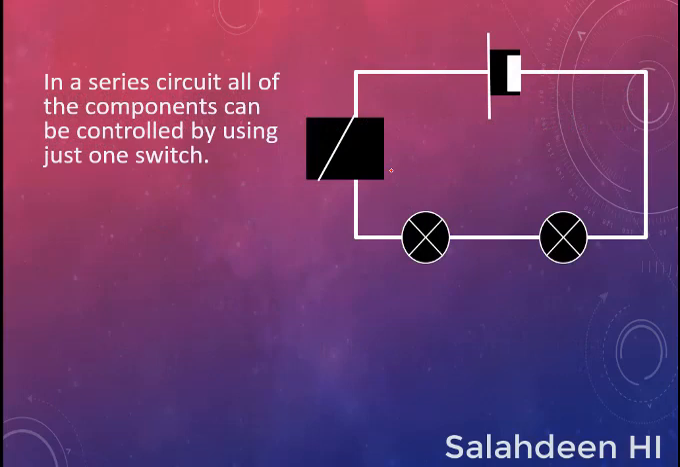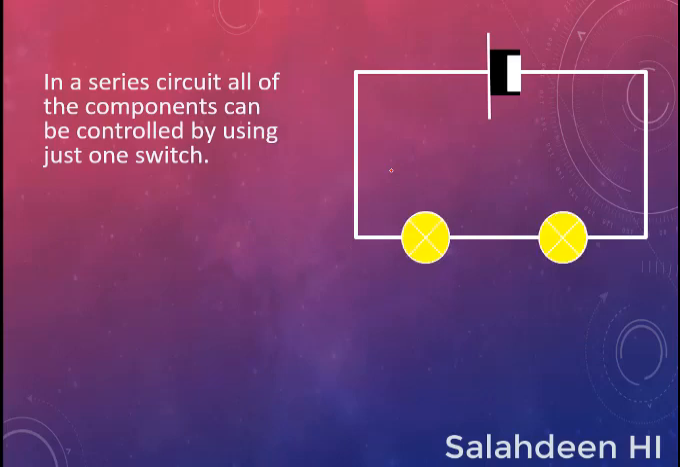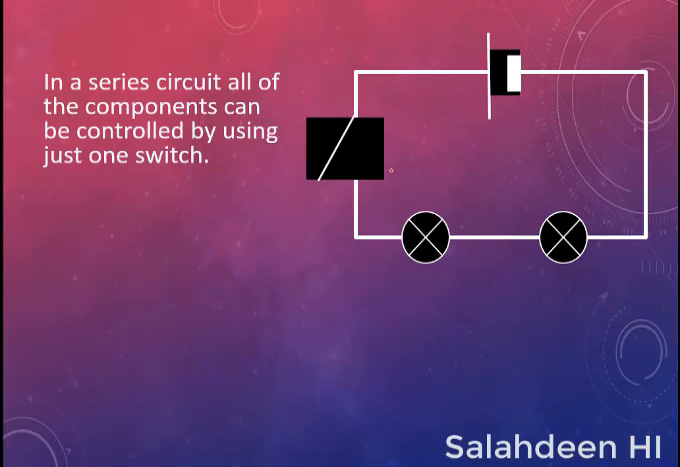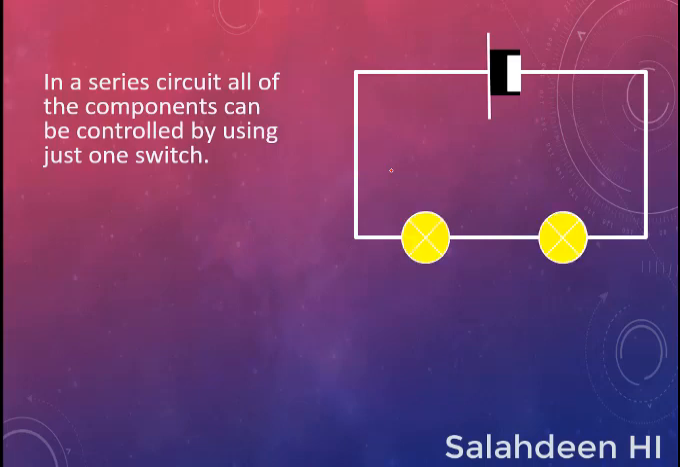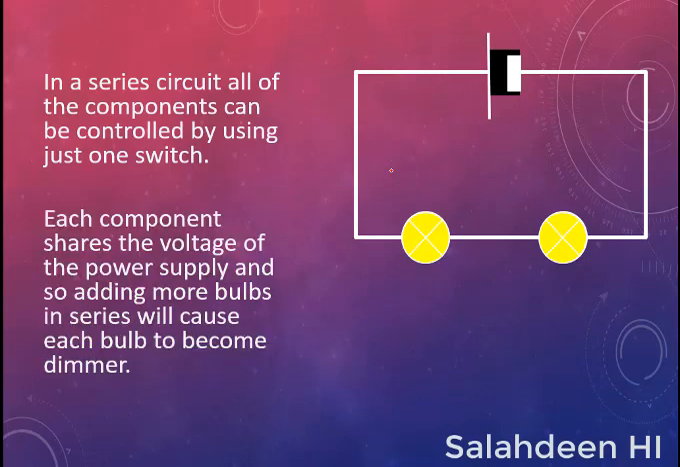In a series circuit, all of the components can be controlled by using just one switch. Here you can see the switch is closed, and here again it is opened, closed, and the lamps are on. Each component shares the voltage of the power supply, and so adding more bulbs in series will cause each bulb to become dimmer. You can see here it becomes brighter, and dimmer.